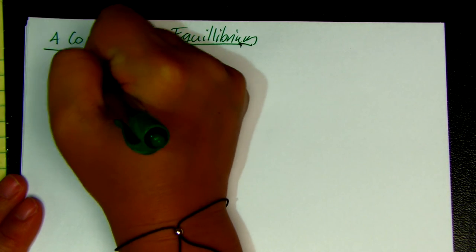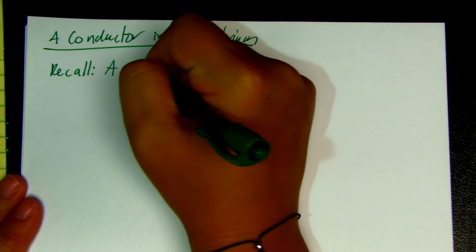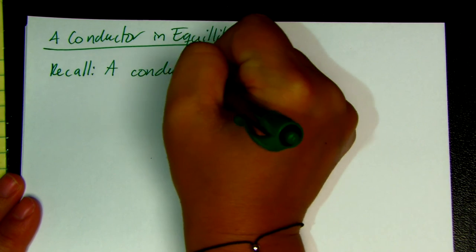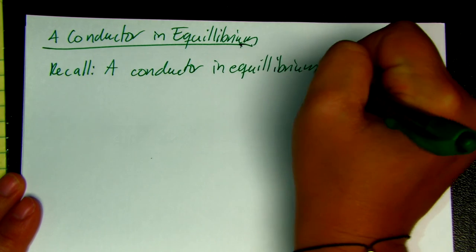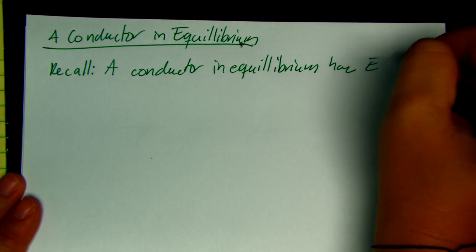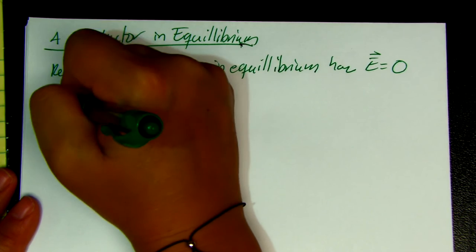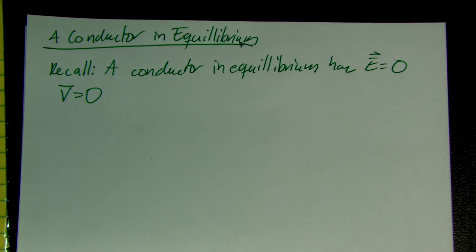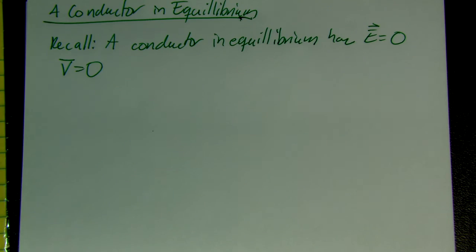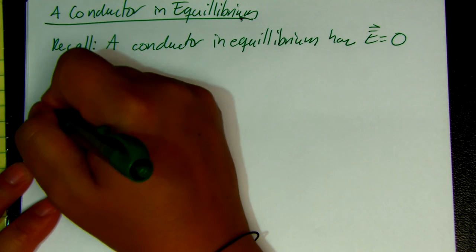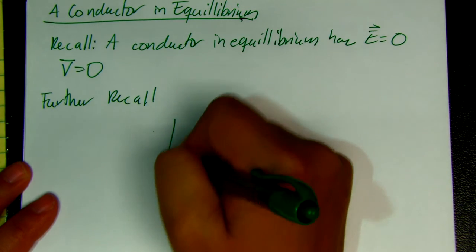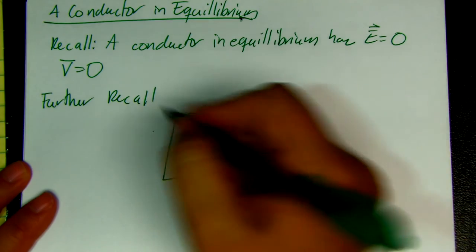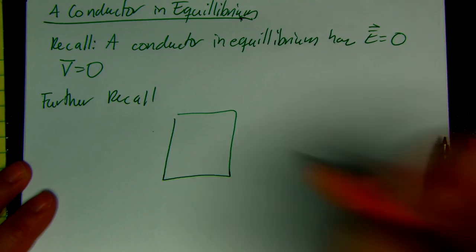So recall, a conductor in equilibrium has a field E equal to 0, and that drift speed is also equal to 0 as a result of having E net equal to 0. And you can further recall, when you've got a conductor in equilibrium, then you would have your applied field.